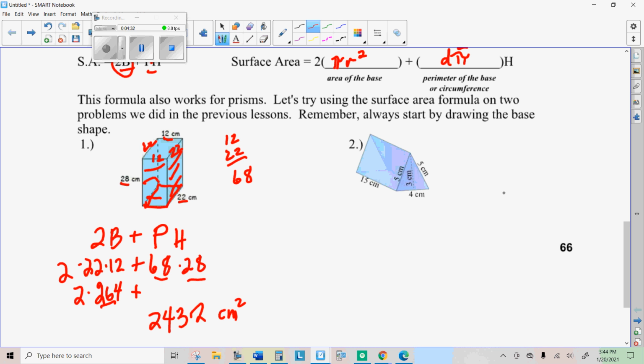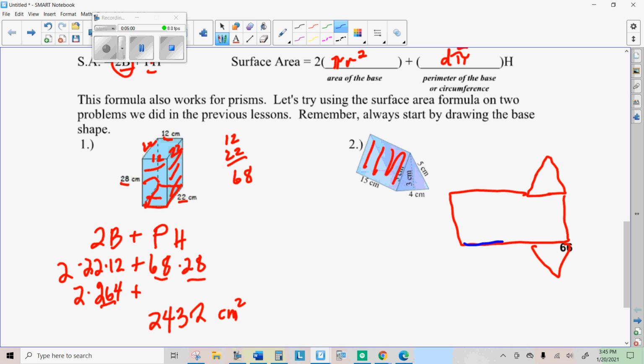Okay, why don't you try that on this one? I'm just going to draw this out to help you. Find the area of one triangle. That's base times height divided by 2. And then the other part you're going to do by finding the area of this big rectangle that makes these sides. This length right here, I'll draw a blue line, is the perimeter of the triangle, and you multiply that by the height. The height is the distance between the two triangular bases, which is 15. Let's put that there. Find the perimeter of the triangle, put that there.